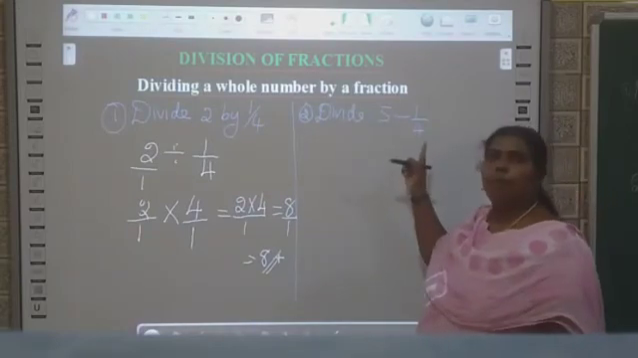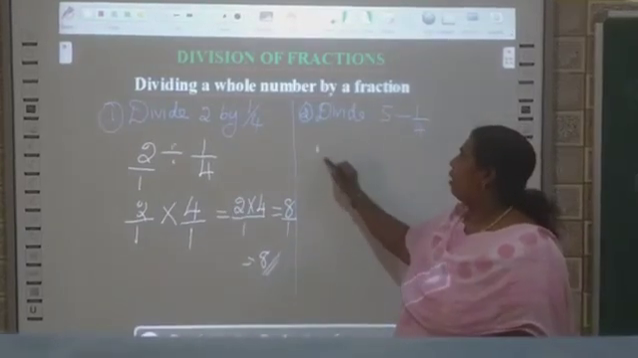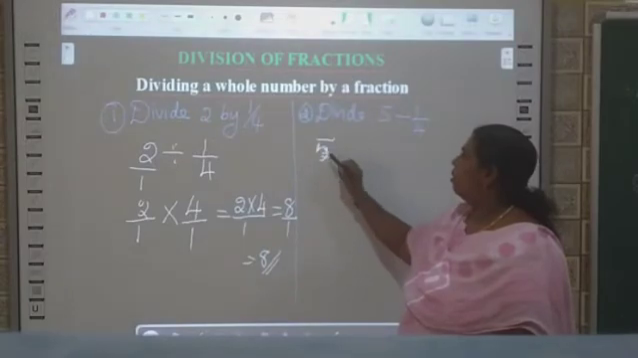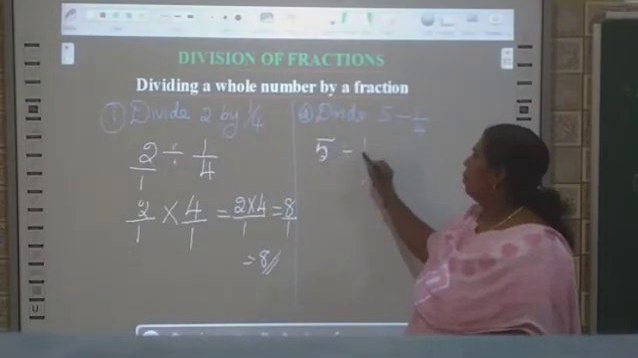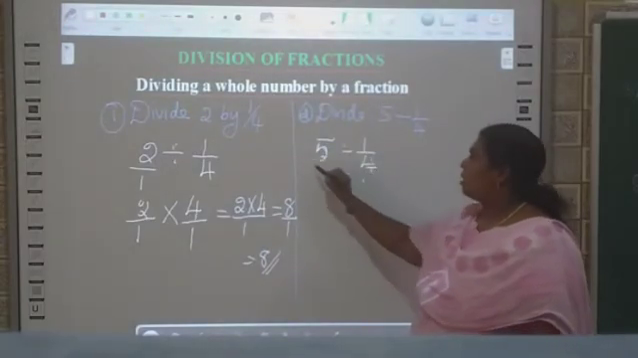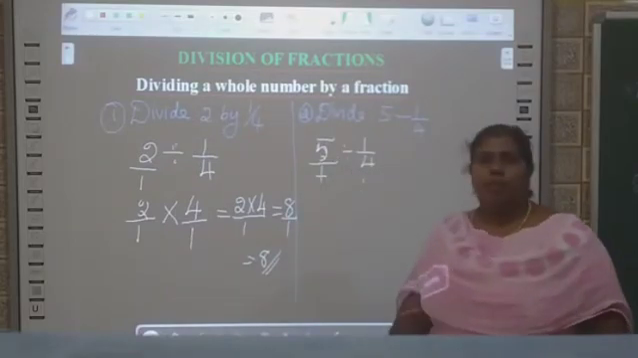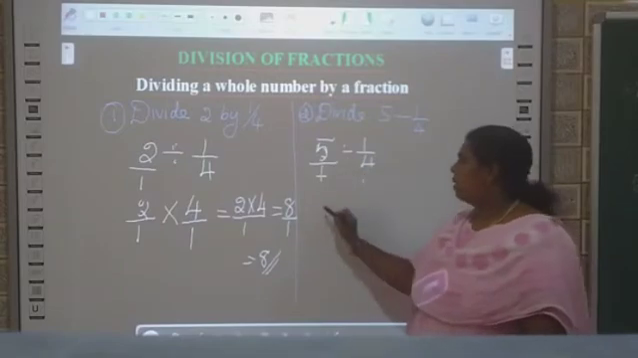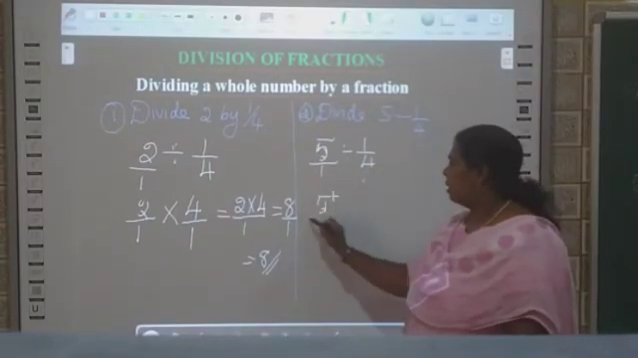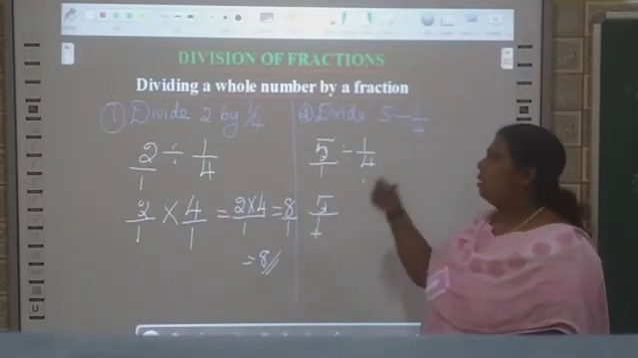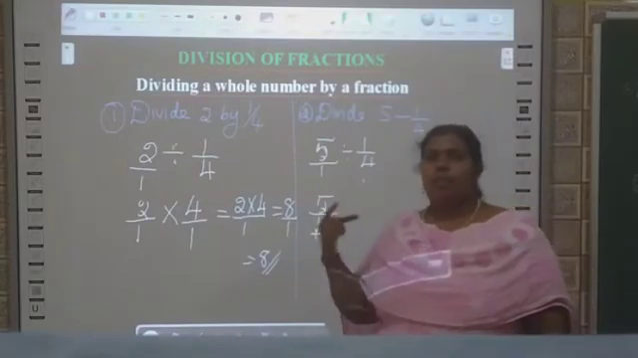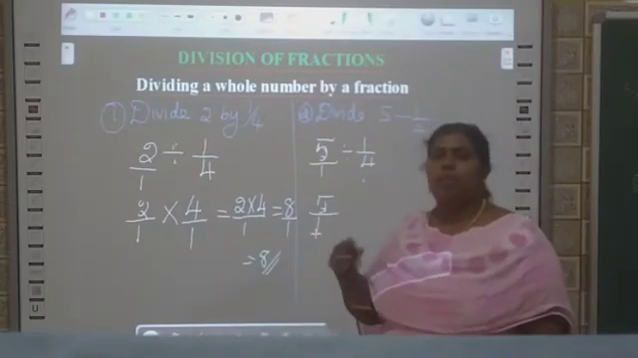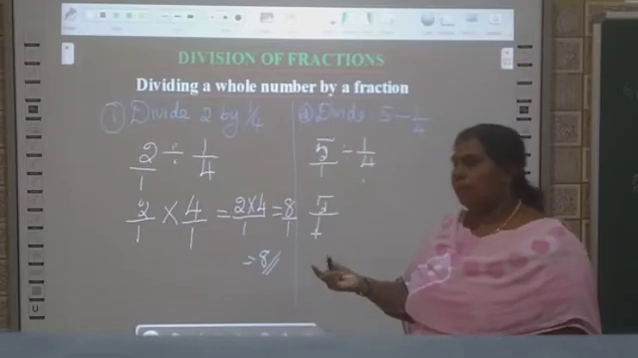See the second example. Divide 5 divided by 1 by 4. 5 divided by 1 by 4. So here the denominator value is 1, right? So what is the first step? First fraction you have to write as it is, 5 divided by 1. Then the second step, change the sign. Division sign, change it to multiplication sign.